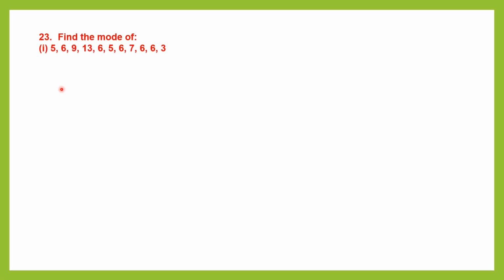Question 23, find the mode of. So we have data given here and we have to find the mode. So when it's given to you like this, what you have to do is write it in ascending order. Okay, so let's do that.